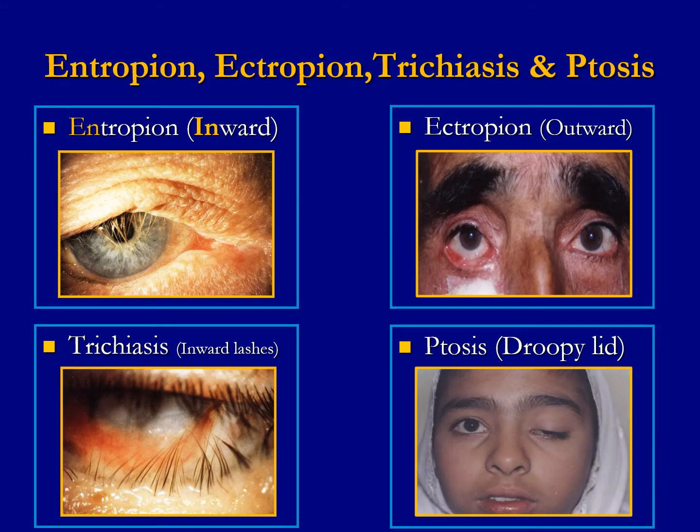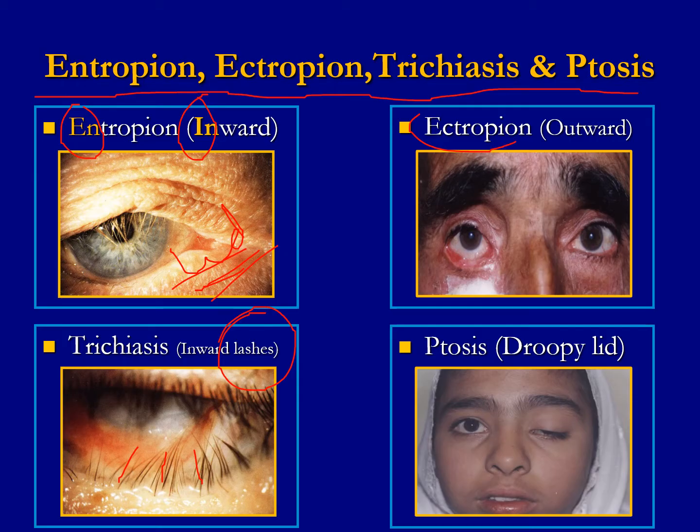First of all, we'll try to differentiate between entropion, ectropion, trichiasis, and ptosis. En for entropion and In for inward. So entropion is inward turning of the lower lid. It may be the upper lid, but most commonly it is the lower lid. So entropion is inward turning of the lid, while trichiasis is inward turning of the lashes. So here only the lashes are turned inside. So this is trichiasis, and if the whole lid turns inside, that is entropion.